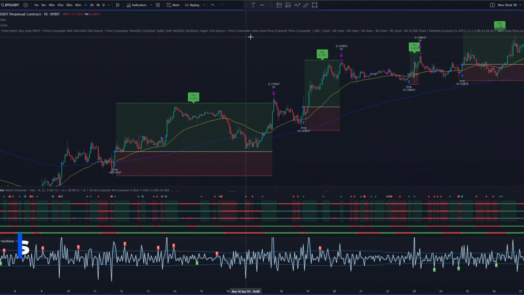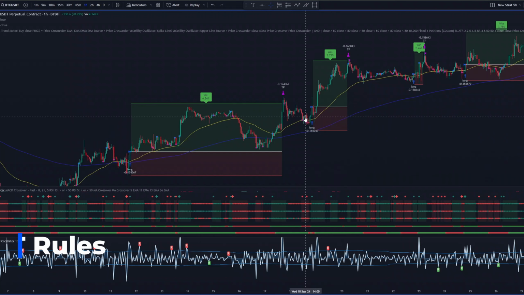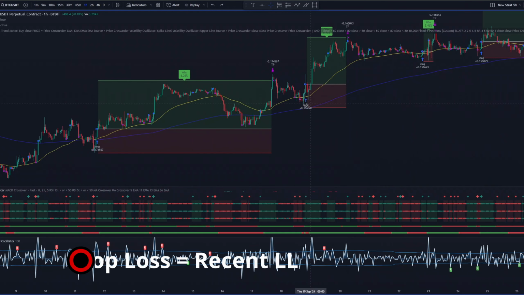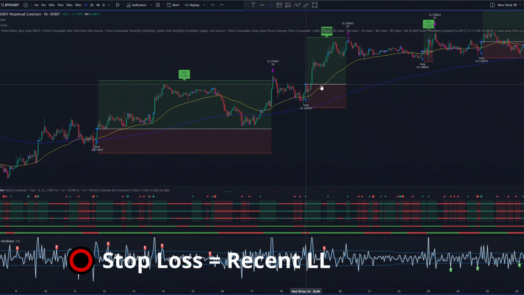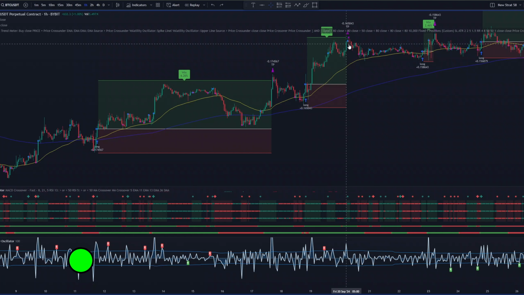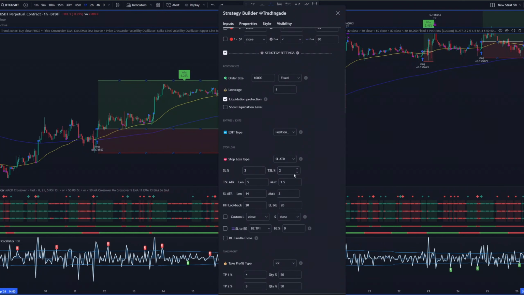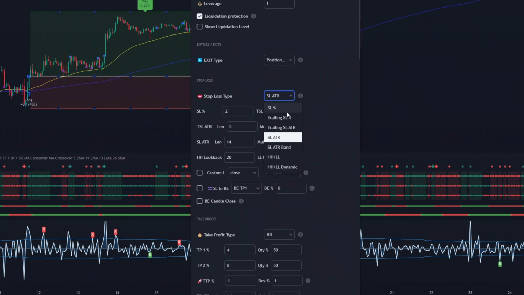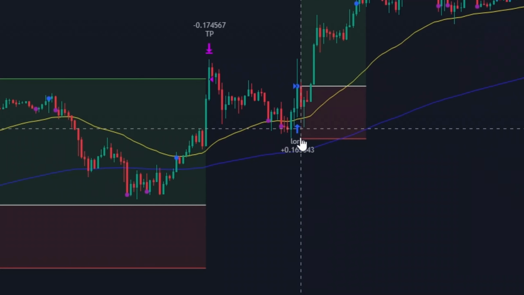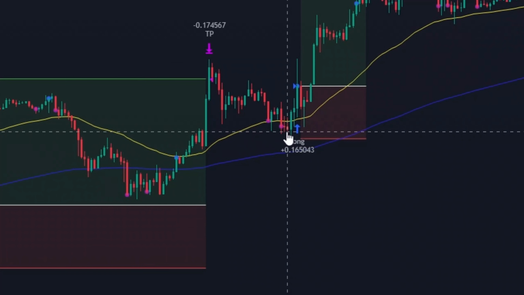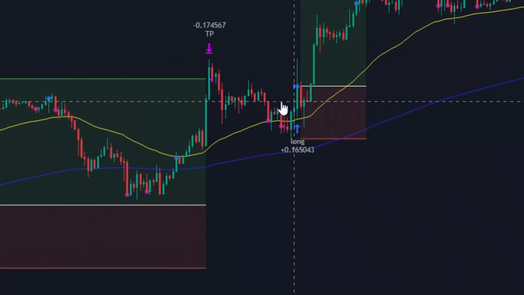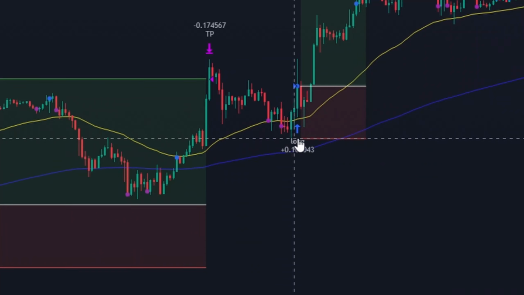Now we need to set our exit rules. As Trading Lab explained, we need to set the stop loss at the recent lowest low, while we're gonna set a take profit whenever we have a sell signal from the trend meter. Let me quickly configure the exit rules. For the stop loss, we're gonna set higher highs and lower lows. For recent, we can set 10 lowest low, so that from our entry, we're gonna look back 10 candles, and then we're gonna take the lowest within these 10 candles, and that will be our stop loss level.